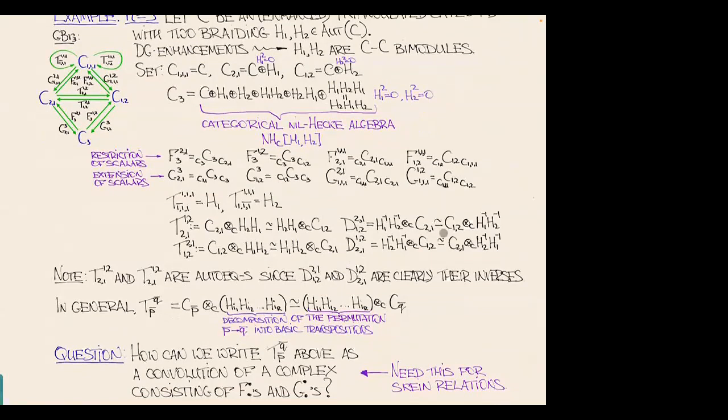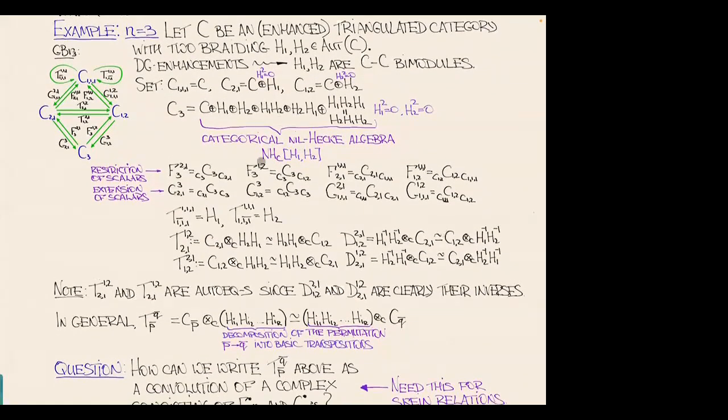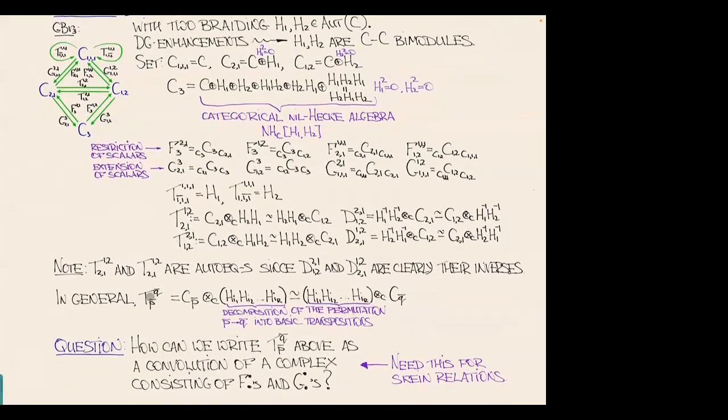So from this you can pretty much guess what happens in dimension n. You just define the category at the very bottom, Cn, to be the full categorical Nil-Hecke algebra defined in this way. You define all your forks and merges to be restriction and extension of scalars. And now I have to tell you, in full generality, how overcrossings and undercrossings are defined. And there is a beautiful formula.